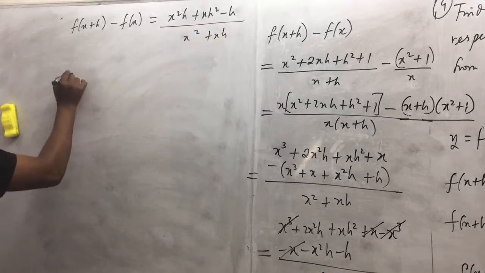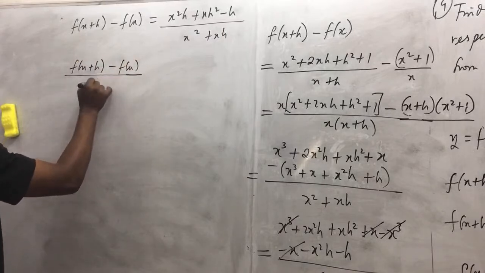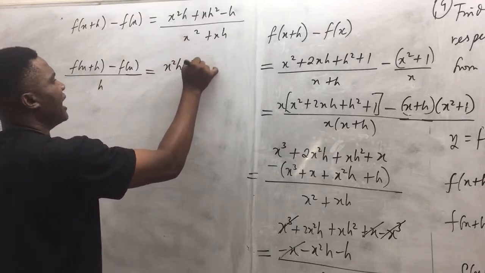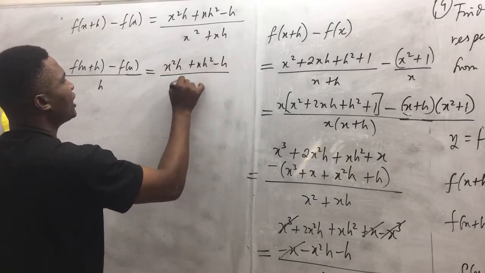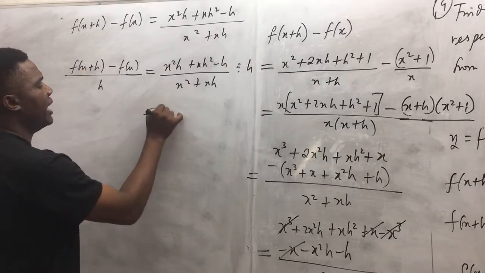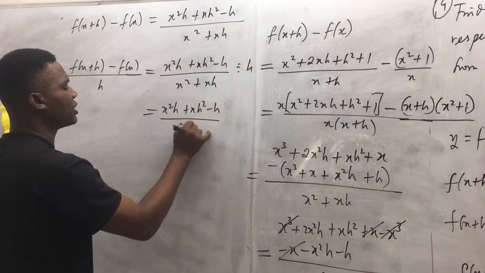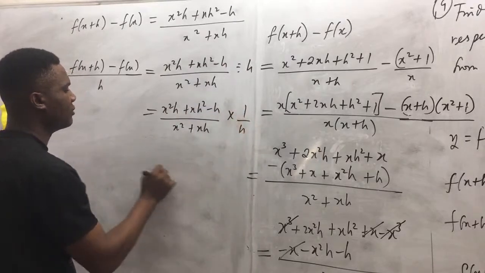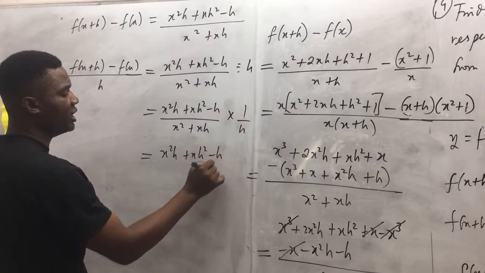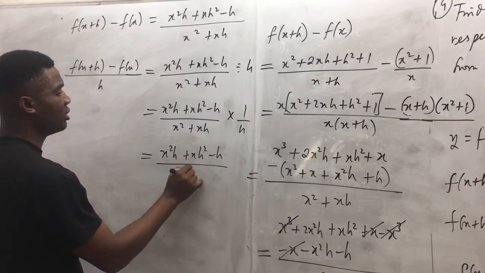Now the next thing we are going to do in our next step, we are going to divide this by h. Dividing this by h means having x squared h plus xh squared minus h all over x squared plus xh divided by h. And that means x squared h plus xh squared minus h all over x squared plus xh times 1 over h. And this will give us x squared h plus xh squared minus h all over x squared h plus xh squared.